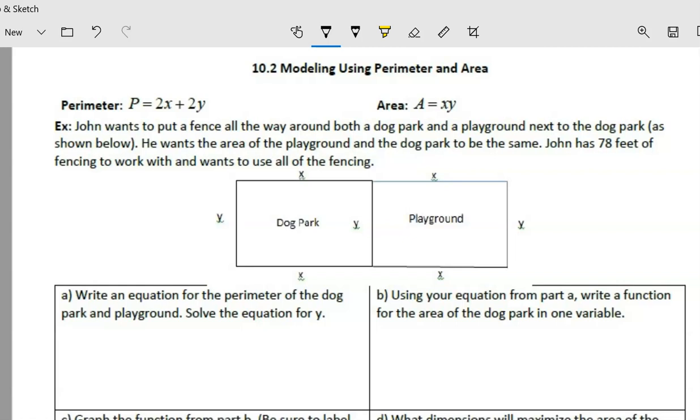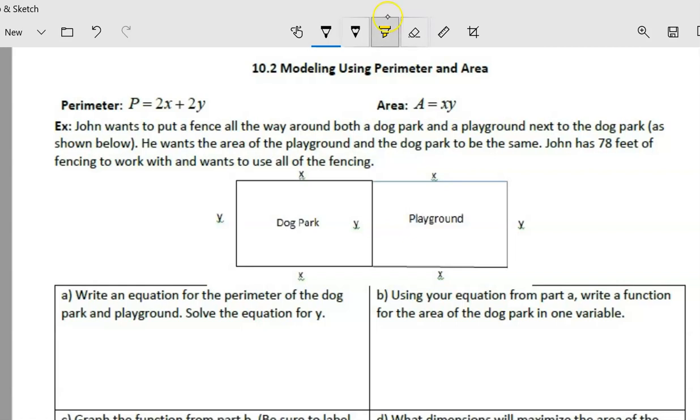In this first example, John wants to put a fence all the way around both the dog park and the playground that's next to the dog park, as shown in this diagram. He wants the area of the playground and the dog park to be the same. John has 78 feet of fencing to work with and wants to use all of the fencing. Alright, so let's look at some things here.